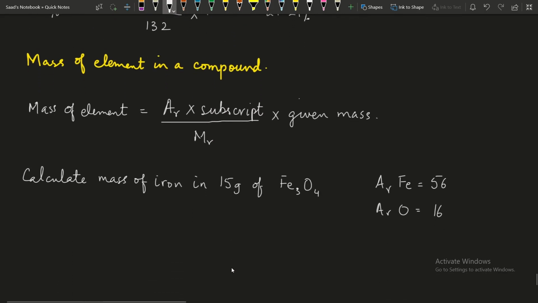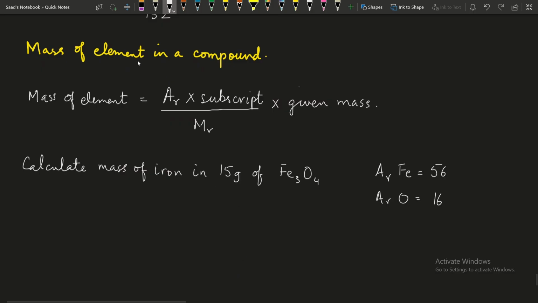Now the last topic is how to calculate the mass of an element in a compound. It means you're not given the percentage, it's not out of 100, but you will be given some mass. All right, so again the formula is there. Mass of an element is equal to its relative atomic mass multiplied by its subscript, divided by MR, and now you have to multiply it with whatever mass is given to you in the question. So in the question it's written: calculate the mass of iron in 15 gram of Fe3O4.